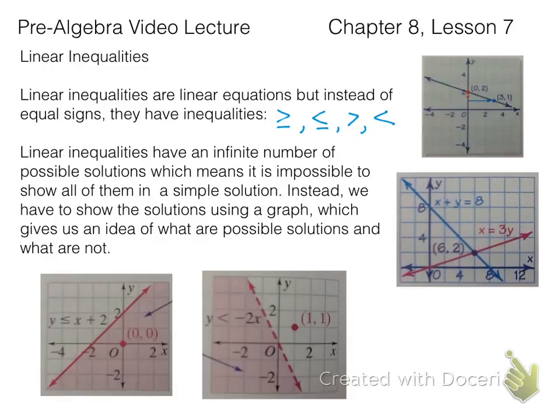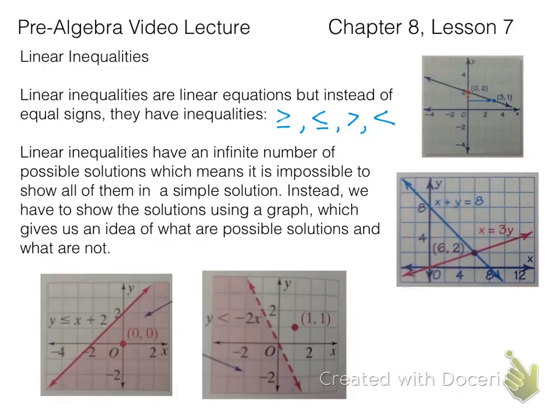And remember, a solution is a point on a coordinate plane that makes a linear equation or a linear inequality true. It means that when you plug in those points for x and y, it makes the statement true. And it also means that when you have linear inequalities, there's a lot of possible options. If you plug in a certain number for x, there's a lot of possible y's that could make the statement also true.